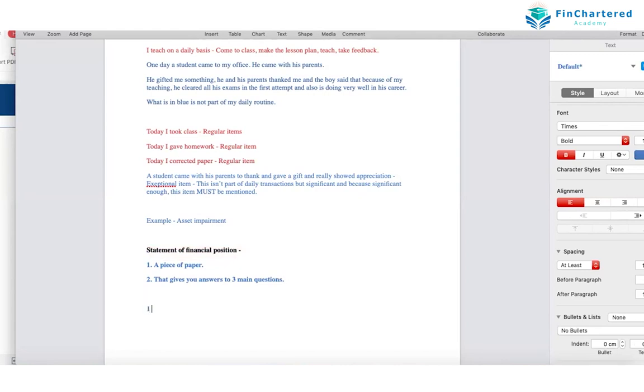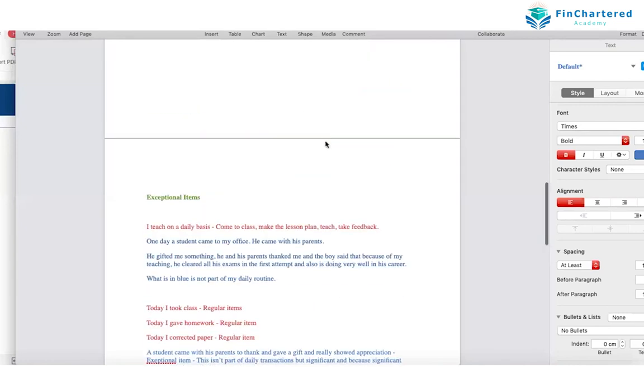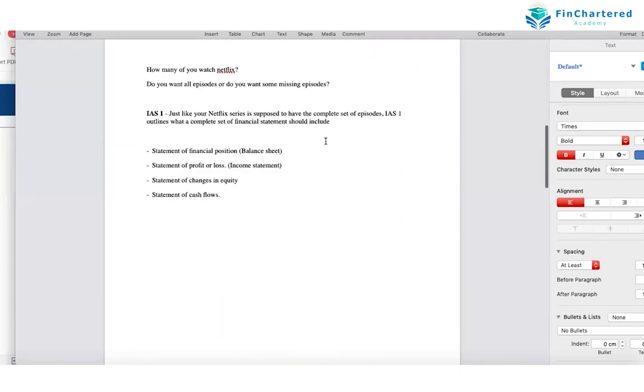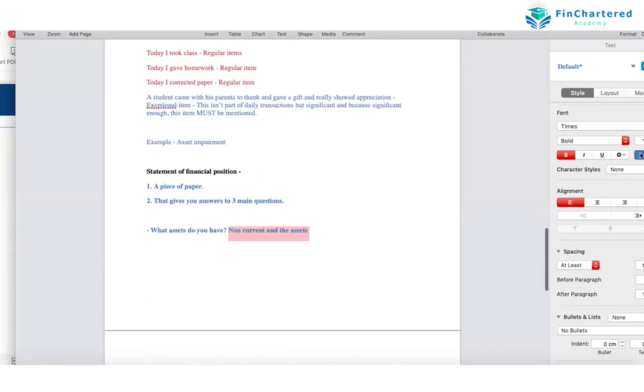The three main questions, question number one is, it answers what assets do you have? So in the statement of financial position, your assets will be mentioned. What assets do you have? You know, both the non-current assets and the current assets. So it's basically mentioning what assets you have. And I believe that it is there in the index. We're going to look at assets. Right? So it's basically talking about what assets do you have, the current and non-current assets. Right? Then the second question it answers is, what liabilities do you have?